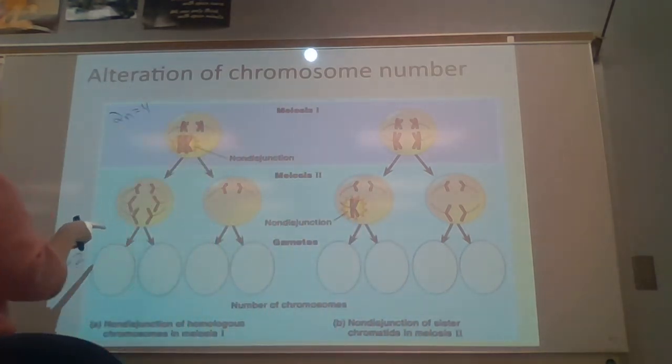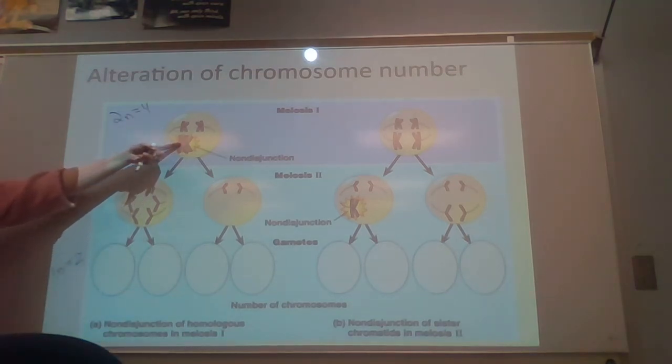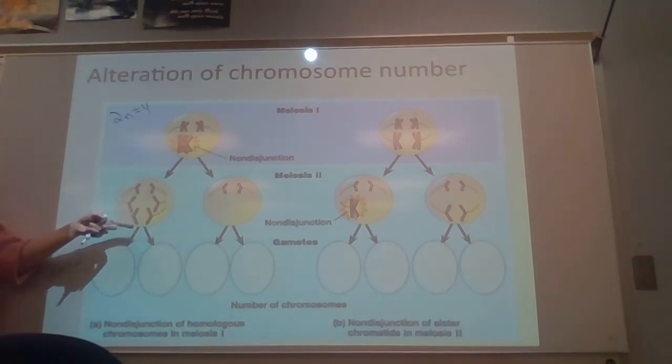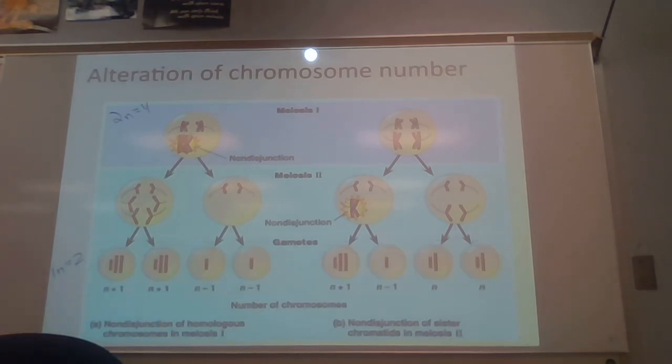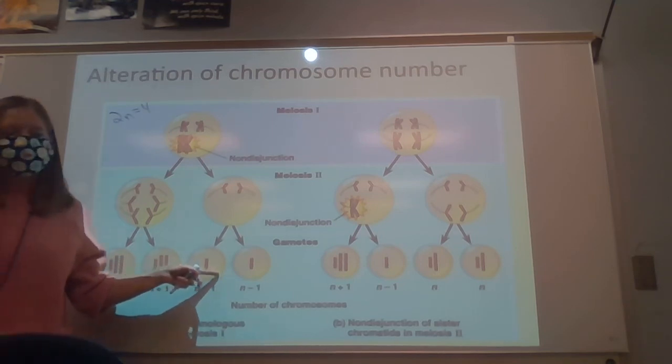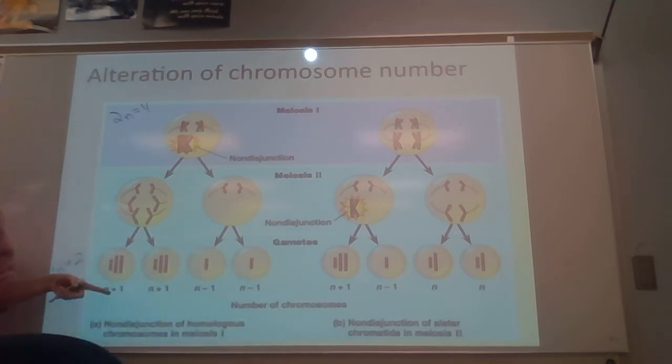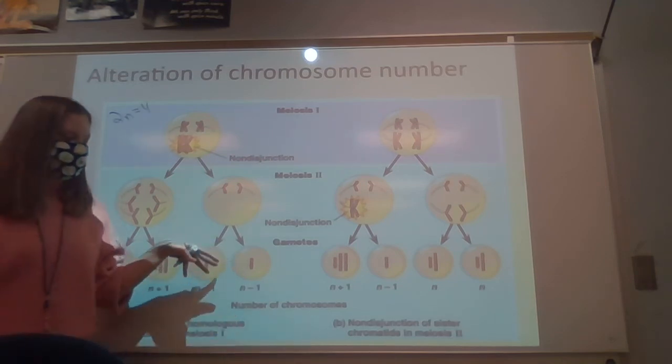If non-disjunction happens, though, if it happens in meiosis 1, both of these gametes are going to end up being 1n equals, well, these cells get an extra copy, and these cells end up only having 1 copy, right? So we have 1 too many chromosomes here. We have 1 too few chromosomes here. So these cells have 1 too many. These cells have 1 too few.